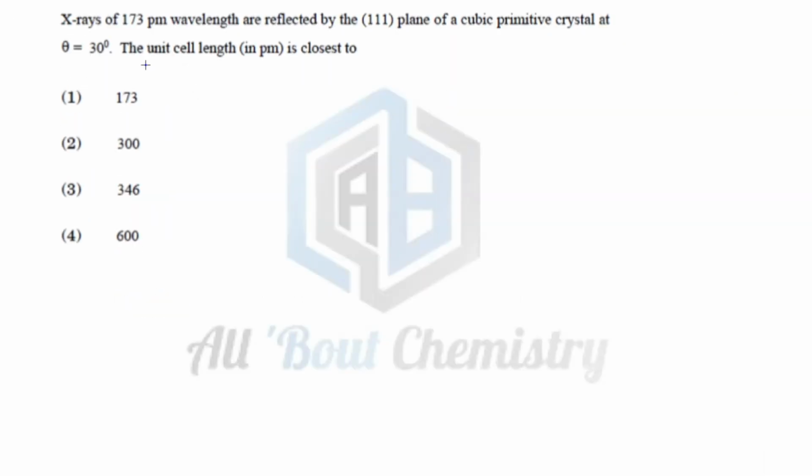All right, so here is the question, which says that the X-rays of 173 picometer wavelength are reflected by the 111 plane of the cubic primitive crystal at theta equals 30 degrees. The unit cell length in picometer is closest to. So they have given you the values of the Miller indices, that is h, k, and l. The values are 1, 1, and 1. And they have also given you the value of lambda, that is 173 picometer, the wavelength of the X-ray which is being used, and also they have given theta.